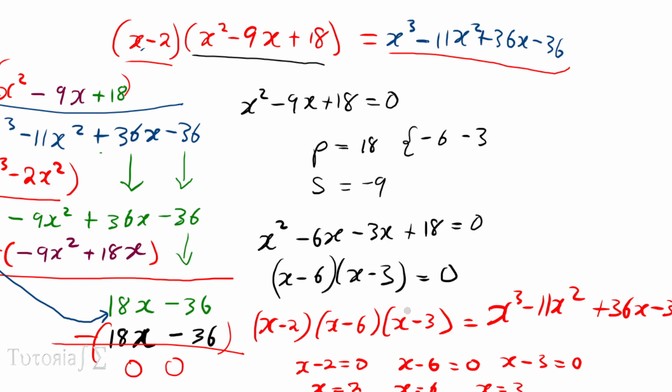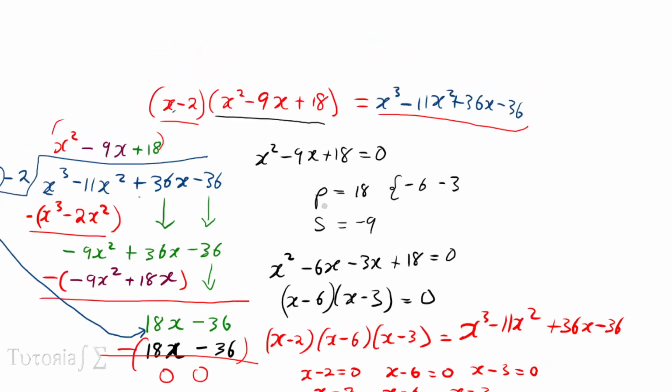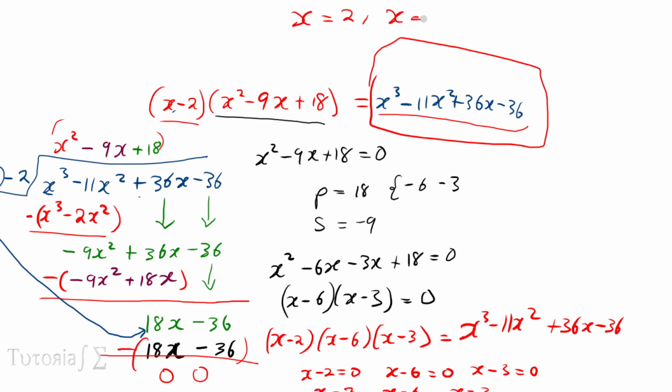So these are our factors. We've solved the quadratic equation. And if we try these numbers into this, we're going to get a 0. So we have managed to solve this equation, which is x equals 2, x equals 6, and x equals 3. Any questions on this? No. Yeah, it's all clear.